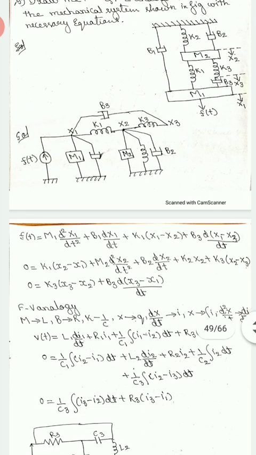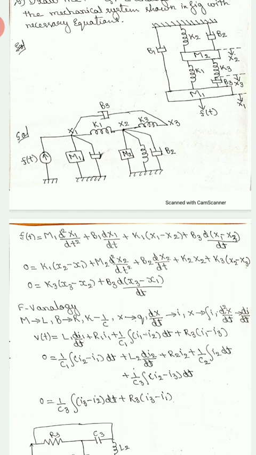Next, write the equation. How many displacements are there? x1, x2, x3. So you will get three equations. F of t is for x1. We shall write the equation: f of t is equal to m1 d square x1 divided by dt square plus b1 dx1 divided by dt plus k1 open bracket x1 minus x2 close bracket plus b3 d open bracket x1 minus x2 close bracket divided by dt. For x2 we shall write an equation.